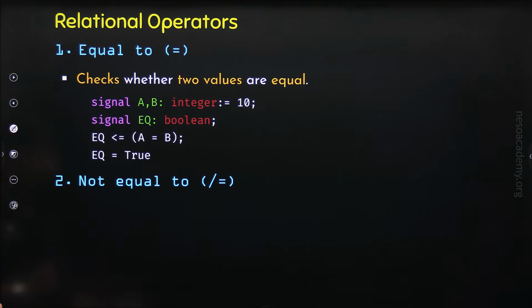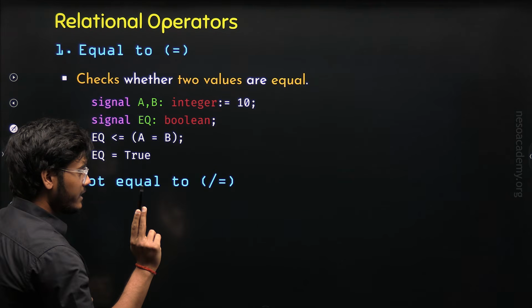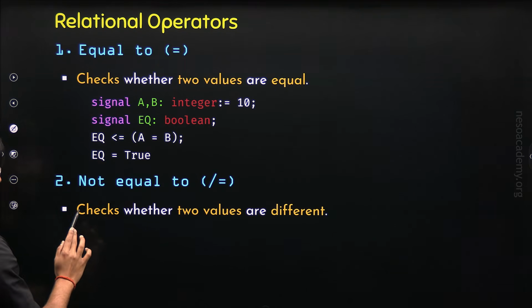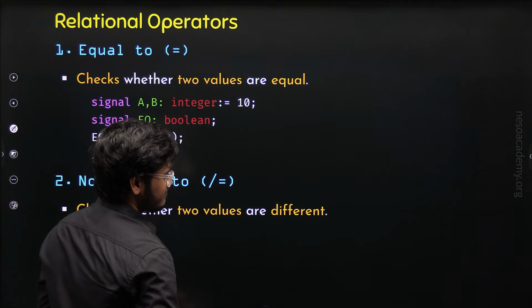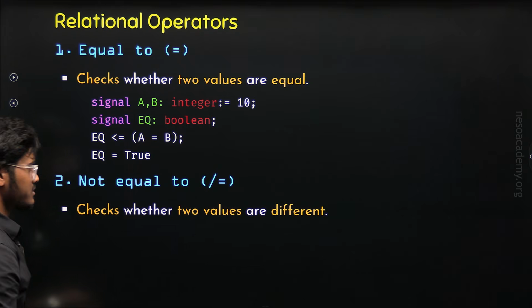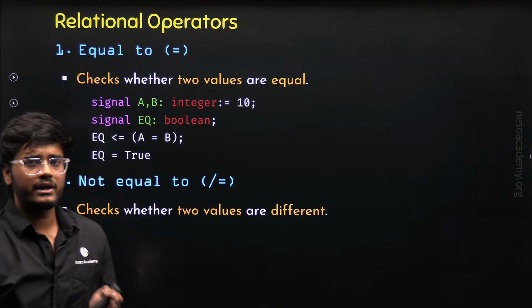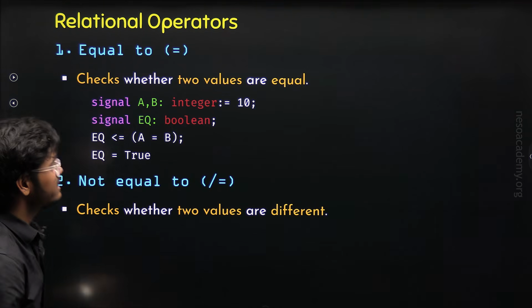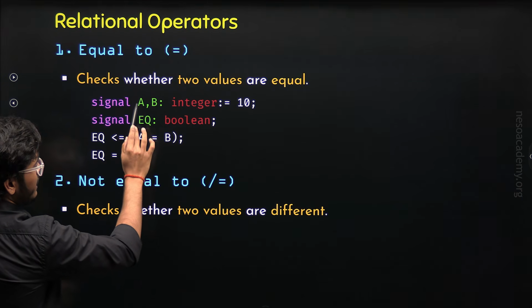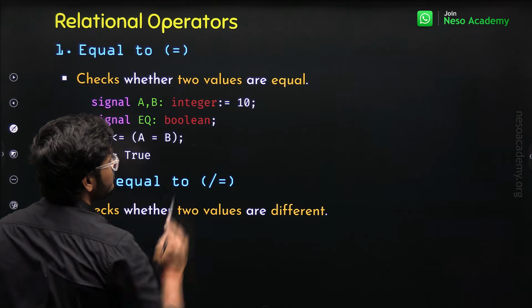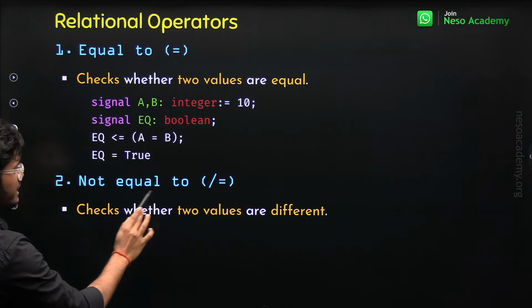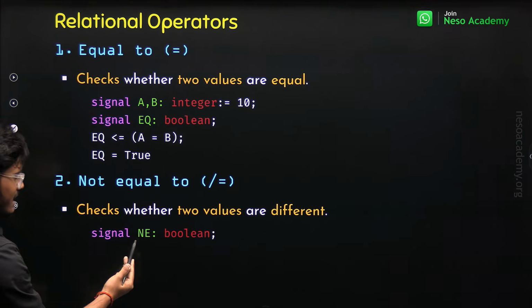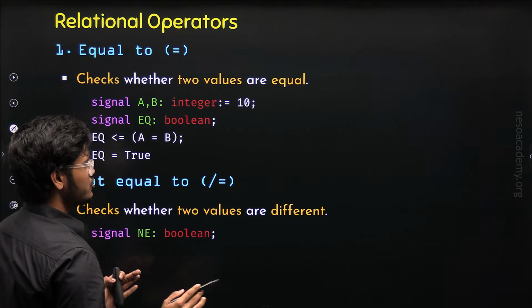Now let's see second operator, not equal to operator, represented by / equal to symbol. Not equal to operator checks whether two values are different, just opposite to equal to operator. Not equal to operator compares two different values and determine whether they are different or not. Now considering the same two signals A and B, where A is equal to 10 and B is equal to 10. Now I want to perform not equal to operation on these two signals. For that, I am considering signal any with Boolean data type to store the result.